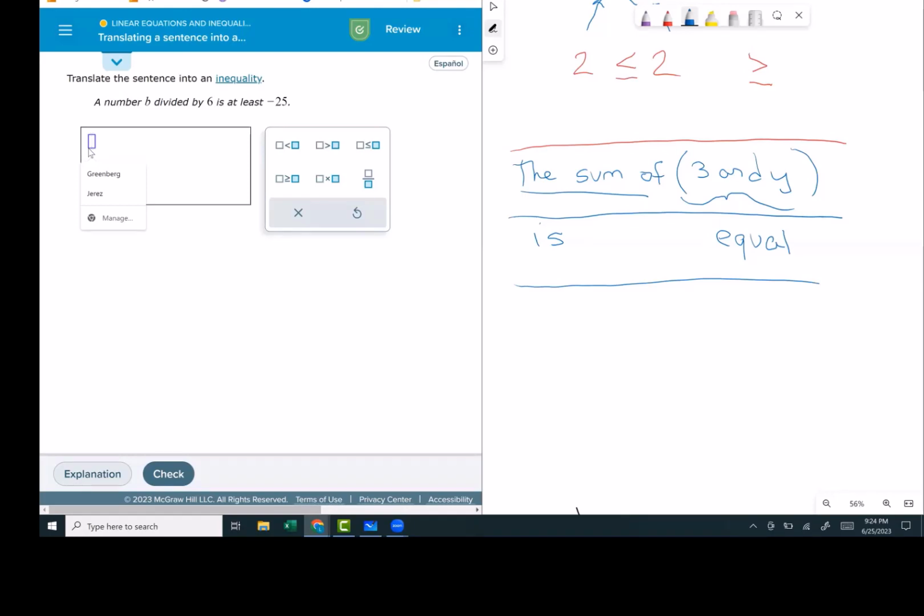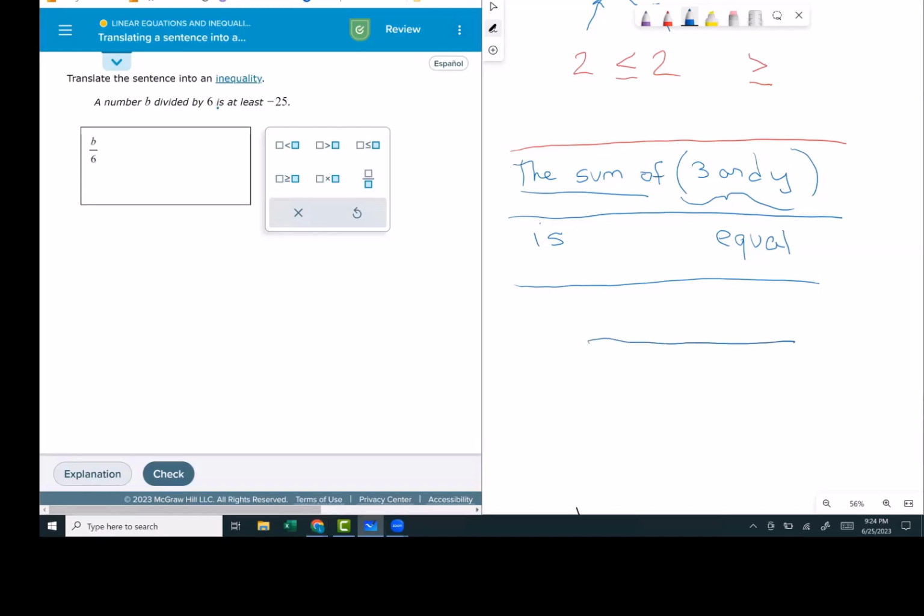Greater than or equal? Let's figure out, first of all, b divided by 6. Well, that's b, and we're going to use a fraction because notice there's no division sign. b divided by 6 is at least negative 25. That means it could be negative 25, negative 24, negative 20. Good. Absolutely. That's a great way to look at it.